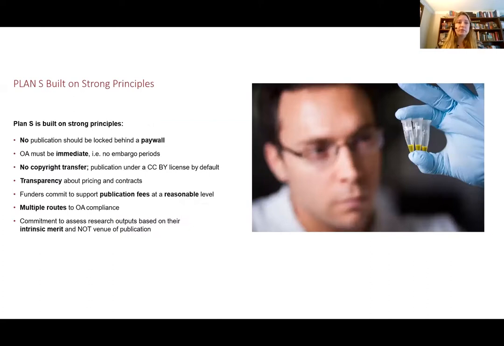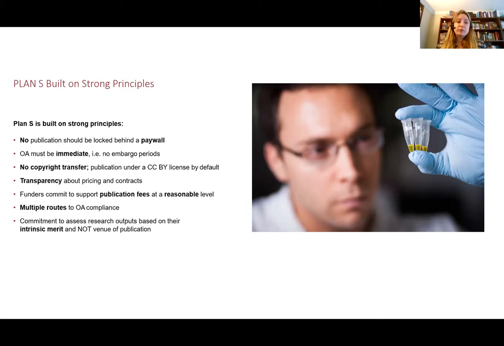So what are the principles? So PLOS has a set of, I think, 10 principles, but this is kind of grouping them together. So of course, for open access, the publication should not be locked behind a paywall. And that's kind of our first tenet there. And then that open access must be immediate, so no embargo periods. And I think this is especially important during a pandemic, but there are also many other pressing challenges that we face in the world, that immediate sharing of information is very important.